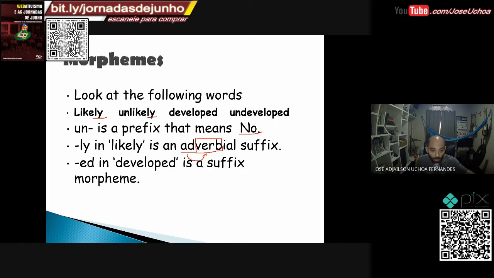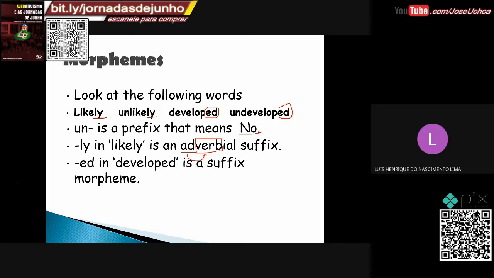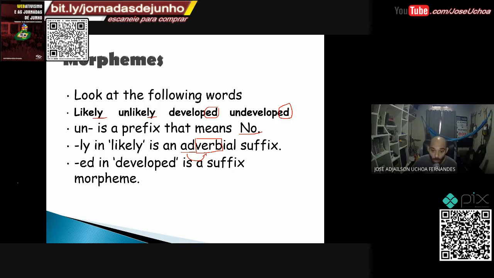And how about the final ed, as in developed? Well, it's also a suffix, okay? Developed and undeveloped, they are all given by the final ed. And when you learned verbs in English, you learn the functions of the final ed. What are the functions of the final ed in a verb? Change it to the past. Change it to the simple past.